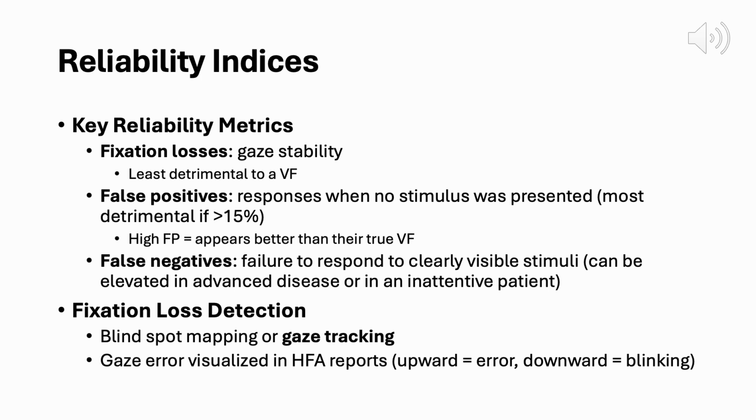We detect fixation losses either by blind spot mapping or using gaze tracking. In the Humphrey reports, upward marks indicate tracking errors, while downward marks suggest the patient blinked. Understanding these indices helps us interpret the field with appropriate skepticism when needed.